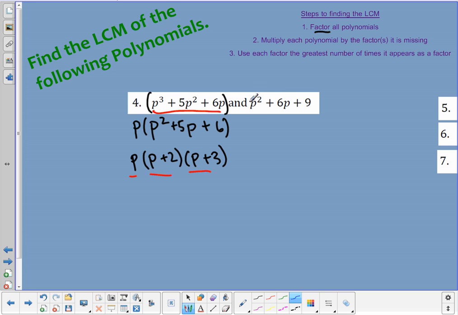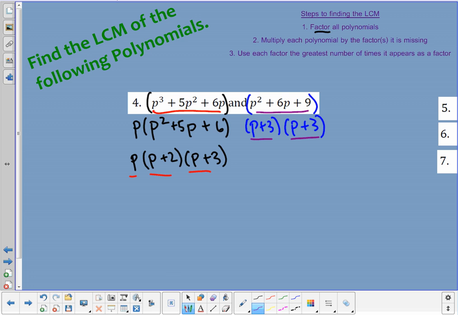I have p to the second plus 6p plus 9. I don't have a GCF to take out in this one, but I can factor that. I want a product of 9 and a sum of 6. So I'm going to make that p plus 3 and p plus 3. So again, these are the two factors that make up that polynomial.